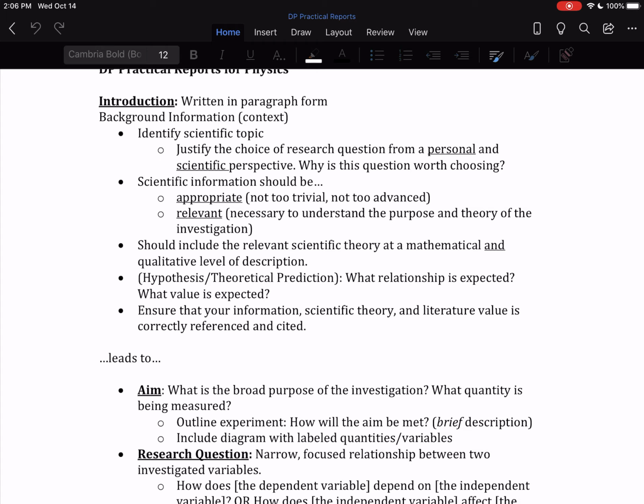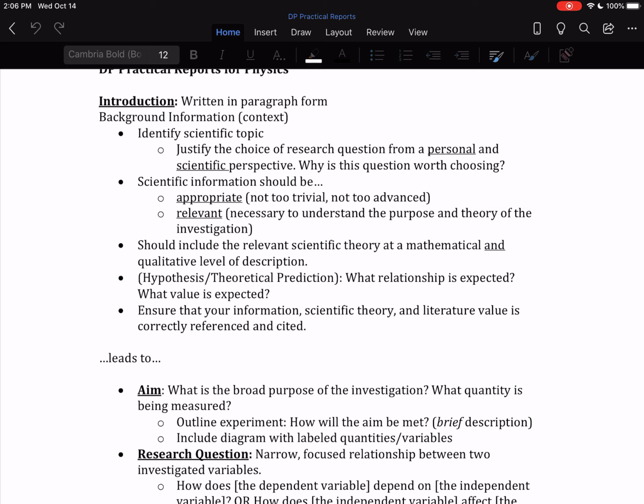You also don't need historical information. In general, you probably shouldn't have a date. You don't need to name drop important scientists along the way. You should just give the scientific information that's necessary. And it should include the relevant scientific theory at a mathematical and qualitative level of description. So if we're going to use a formula later on, if we're going to apply some kind of calculation to whatever it is that we're doing, you want to explain that formula or perhaps derive that formula with text that shows what it is that we're doing with it.